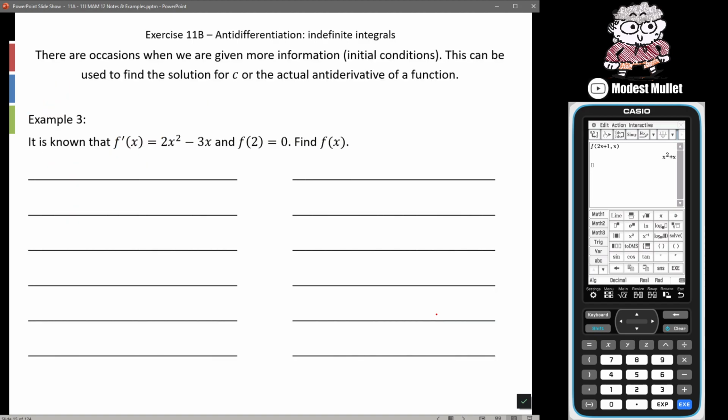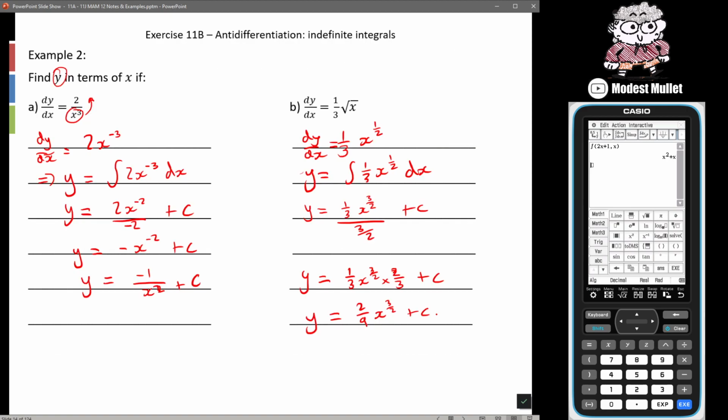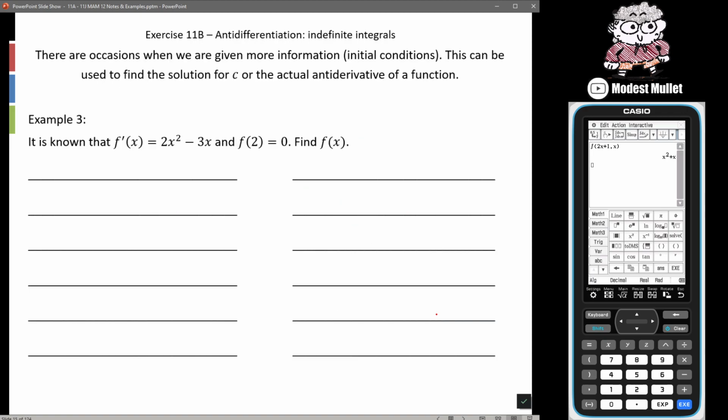One last example, and then I'll leave you this 2019 exam question to do for yourself. Well, let's go back to this example. Now, in all of these cases, we're just being asked to find the antiderivative. So what are the family of functions that could have that derivative? Sometimes you're given more information, which you could think of as initial conditions, but it's just extra information.